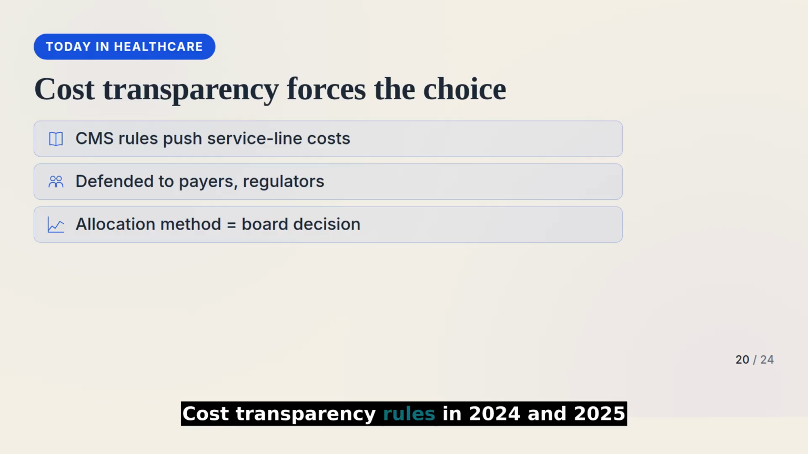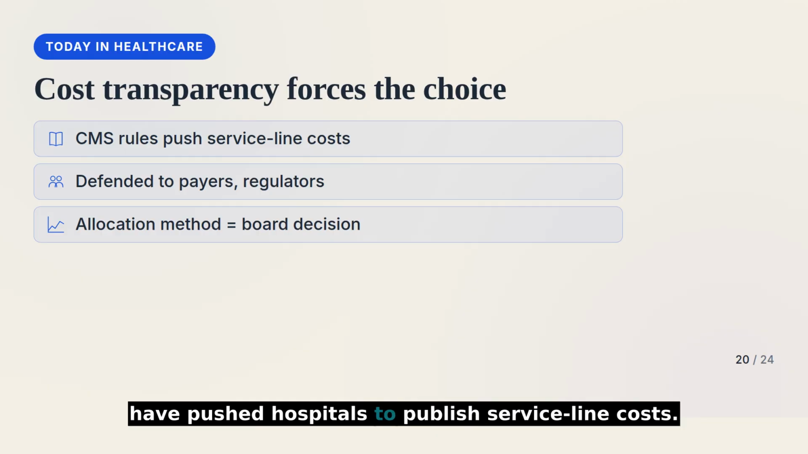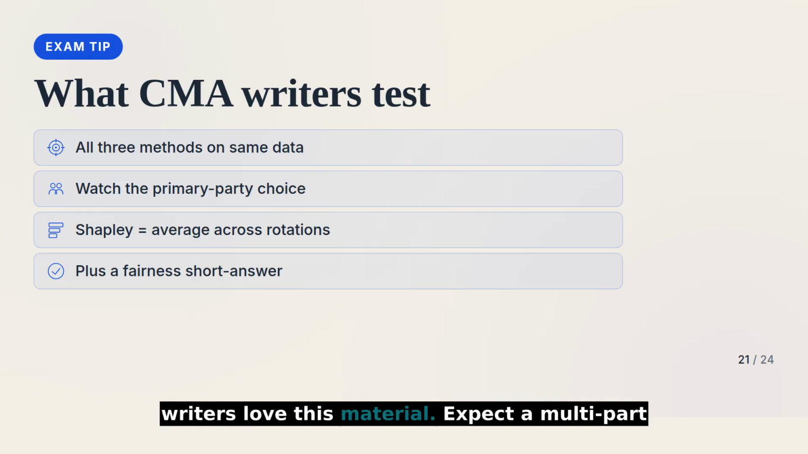Cost transparency rules in 2024 and 2025 have pushed hospitals to publish service line costs. That is forcing finance teams to defend their allocation choices to regulators, to payers, and increasingly to patients. The methods you just learned are not academic. They are board-level decisions. CMA writers love this material.